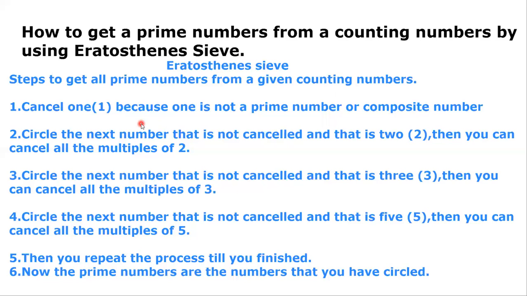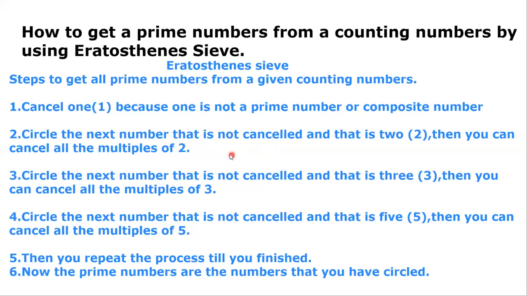Then you circle the next number that is not cancelled. From the 1, the immediate next number will be 2. After you circle 2, you cancel all the multiples of 2. Then after cancelling all the multiples of 2, you circle the next number that is not cancelled.